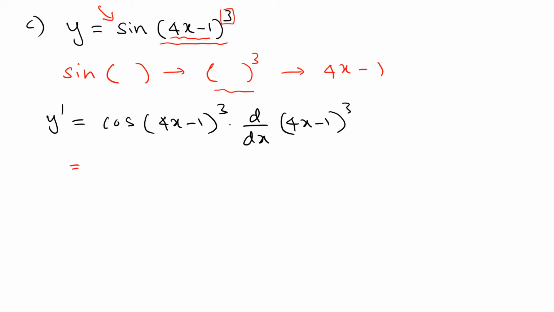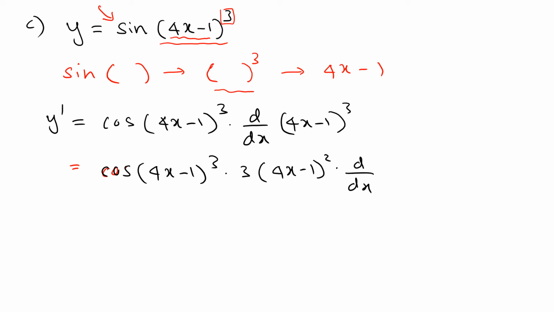Okay, so that means the cosine of (4x minus 1) to the cube, and the derivative of this one is 3 times (4x minus 1) squared, from the power rule. Then again multiply by the next inside function. The next inside function is this, which is 4x minus 1.